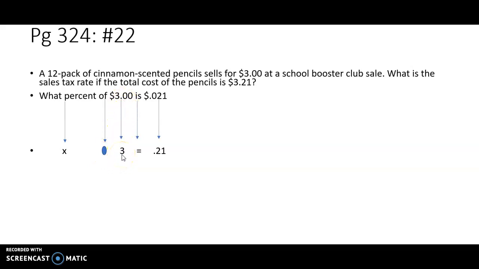So if we translate that, what percent is X, of is multiply, $3, you can just put 3. You don't have to put 3.00. It's just extra, the 0 decimals after the decimal don't mean anything really. Is equal, and then 21 cents is 0.21. Okay, clean it up to make it look algebraic. 3 times X is 3X equals 0.21. We're going to divide both sides by 3.